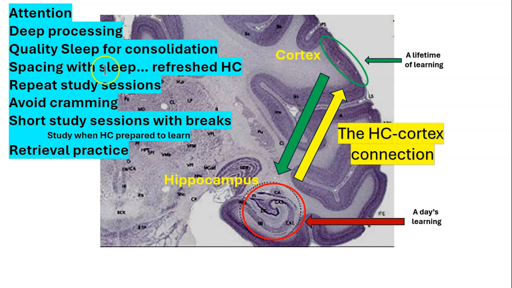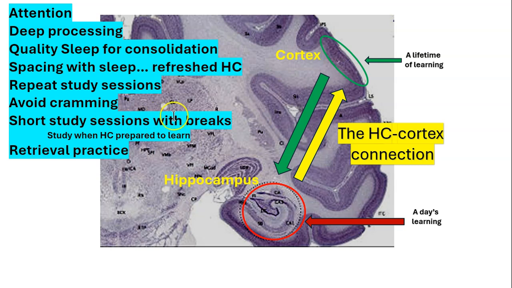We want to space out our study sessions with sleep in between because then we'll have a refreshed hippocampus, and we need a refreshed hippocampus to learn anything new. Remember, during sleep, the second stage of sleep, we are weakening the hippocampal memory traces to prepare for new learning. And why do we have to repeat study sessions? Because the cortical neurons have low plasticity. So we have to repeatedly activate them to strengthen those synapses. But once we get them strong, they will stick around. We want to avoid cramming because then we'll be left with relatively weak cortical memory traces and fast forgetting.